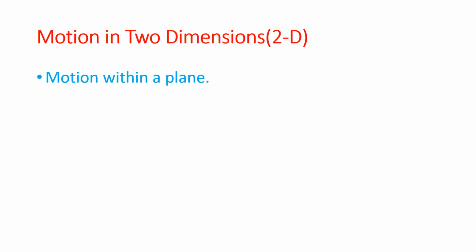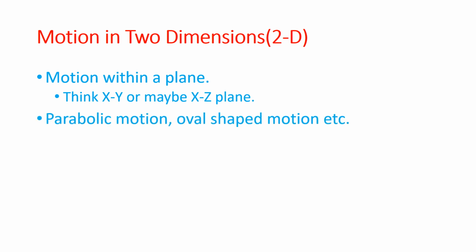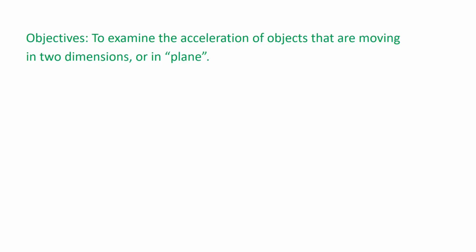So like I said, it's going to be like the XY plane, or maybe the XZ plane, or it could be the YZ plane. But it's going to be within one plane, so it makes it a little bit easier to deal with. Parabolic motion and oval-shaped motion will be two of the types of motion you'll be looking at today. Our objective for this lab is to examine the acceleration of an object that is moving in 2 dimensions or in a plane.